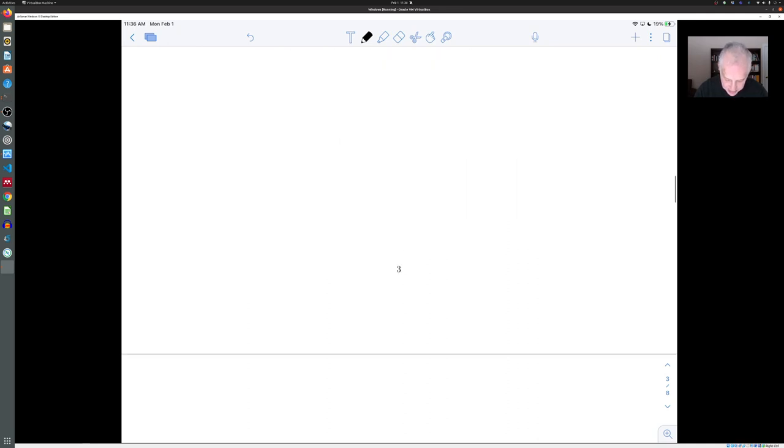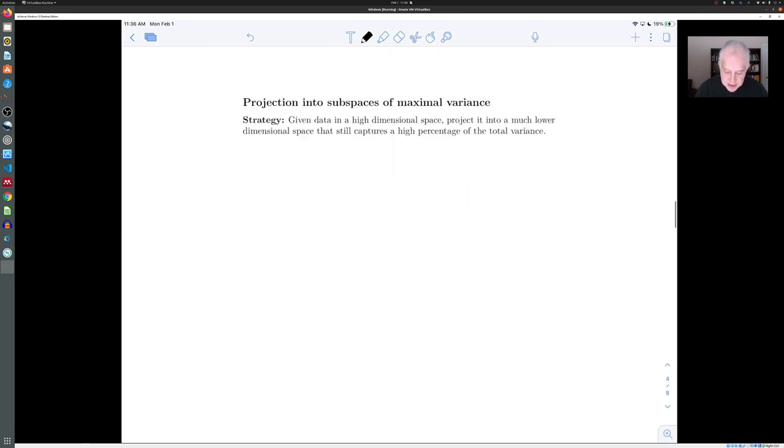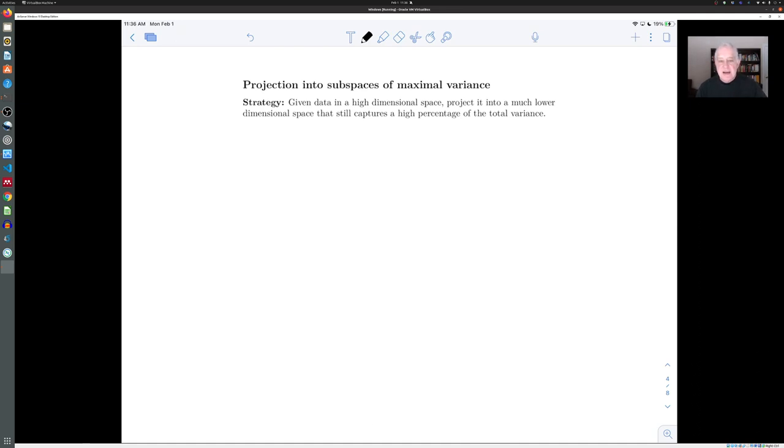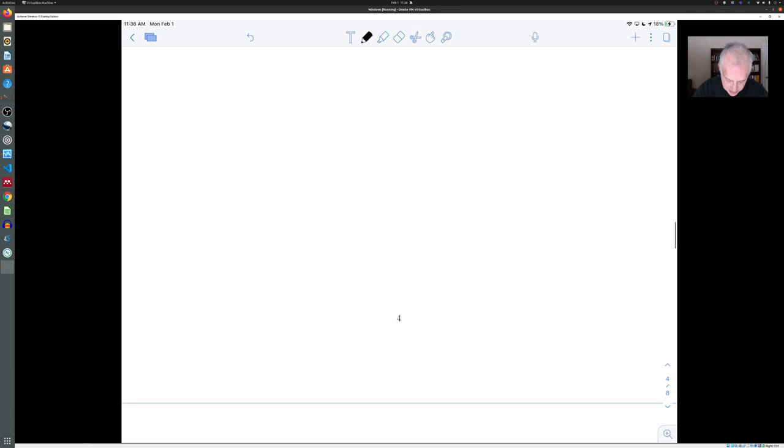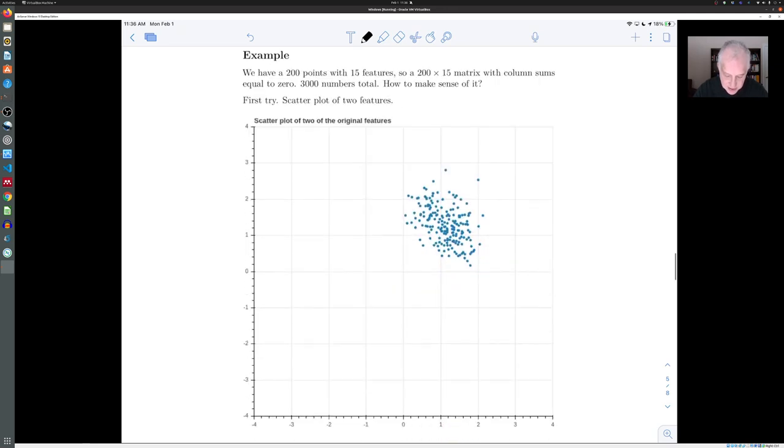Instead, I want to talk about the strategy. The strategy, as I mentioned, is you have your data in a high-dimensional space, and you're going to project it into a lower-dimensional space that still captures a lot of the total variance. So here's a concrete example.